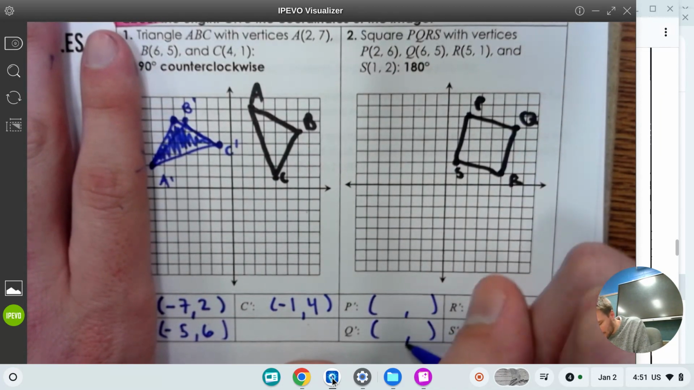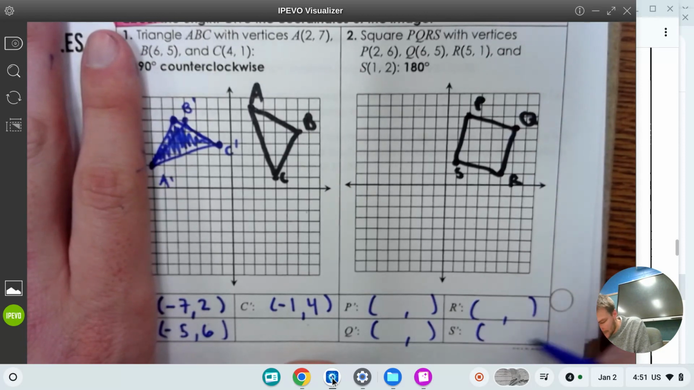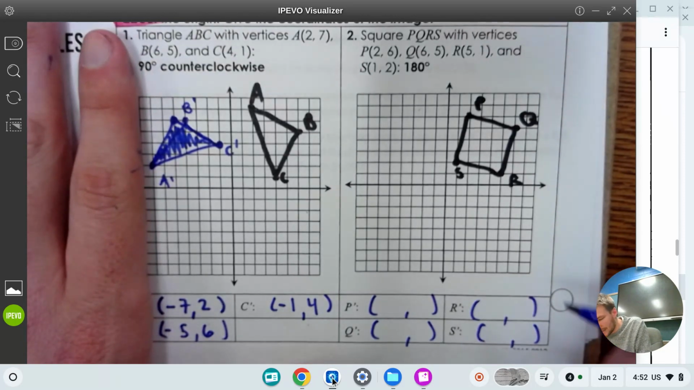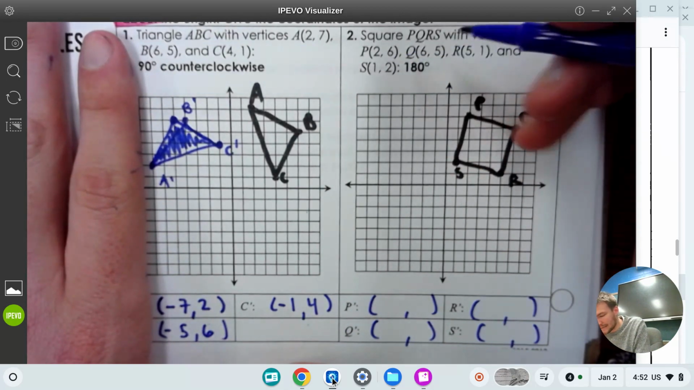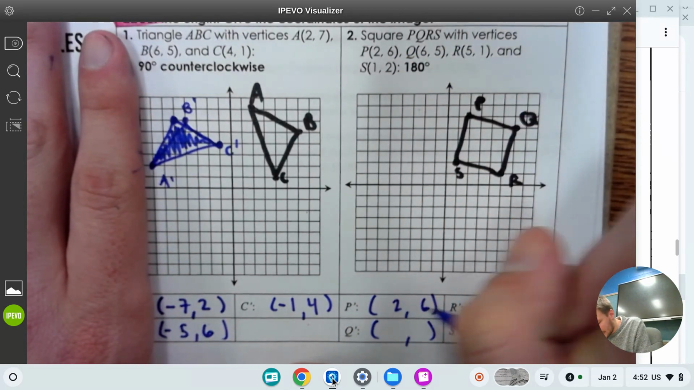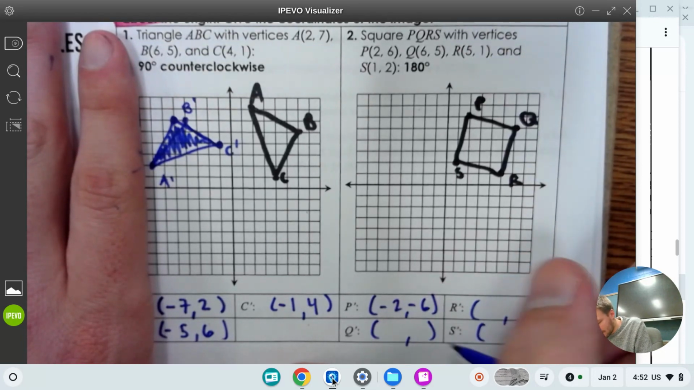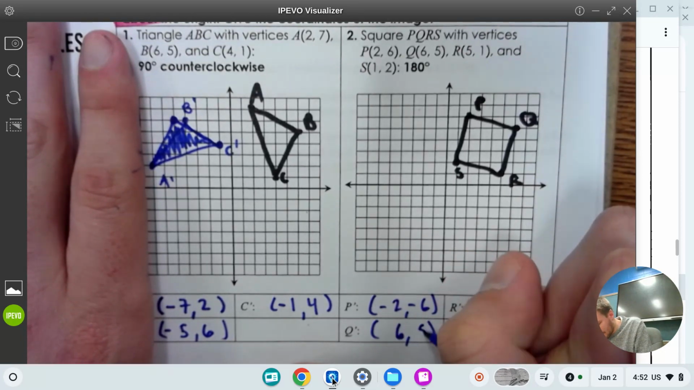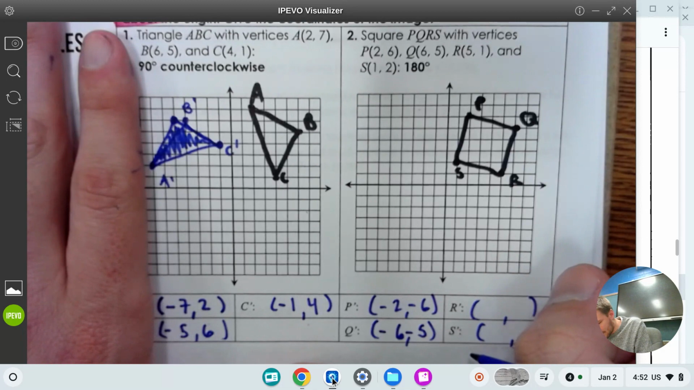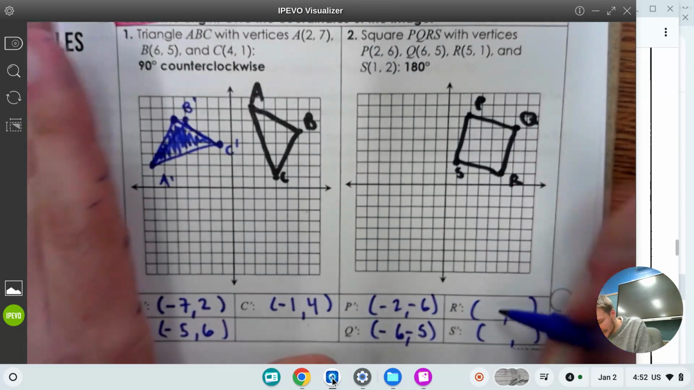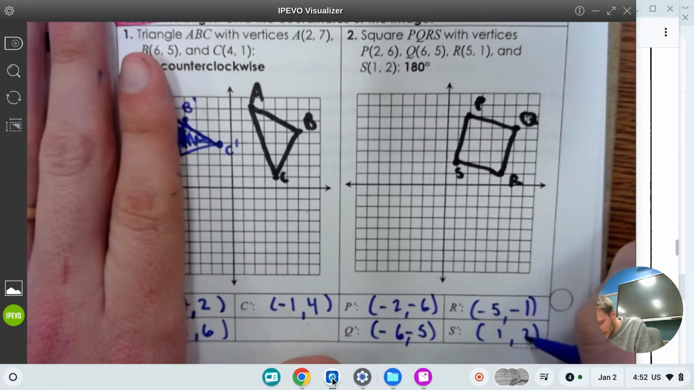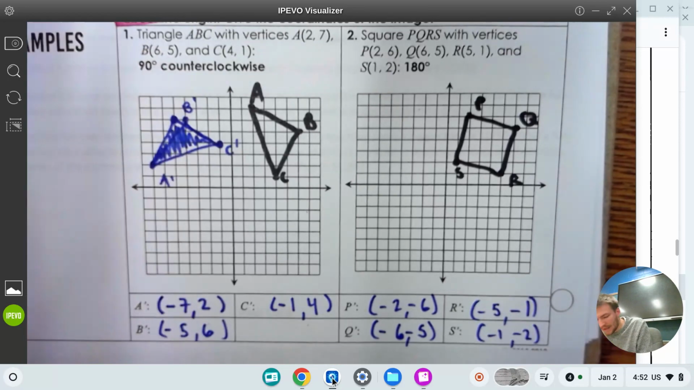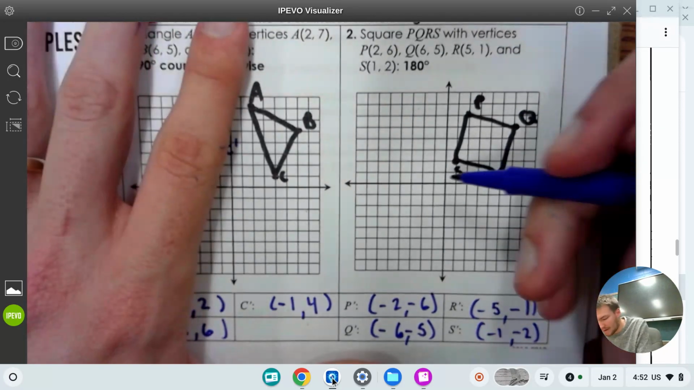Now, doing this part is so easy. Parentheses with a comma, for each point. Take the number, leave them the same, opposite signs. So, 2, 6, negative, negative. 6, 5, negative, negative. Don't need to change anything, just the signs. 5, 1, negative, negative. 1, 2, negative, negative. Got it. Plot these down and I should be good.